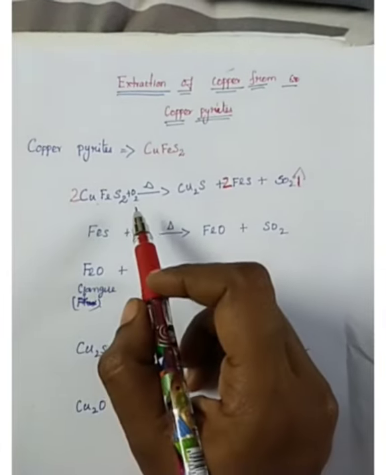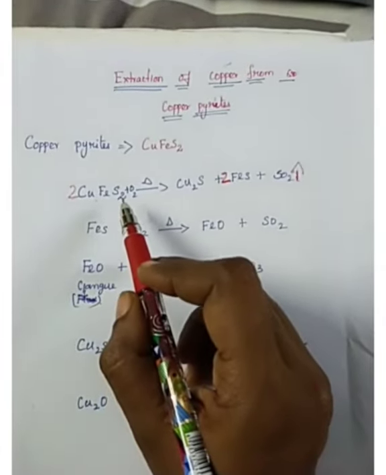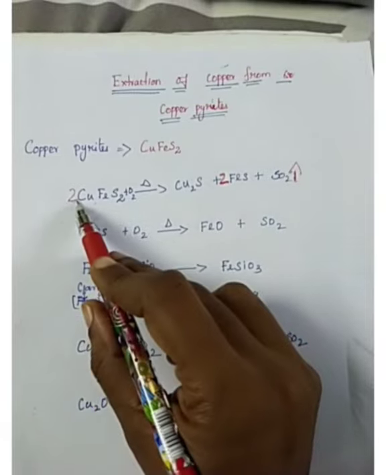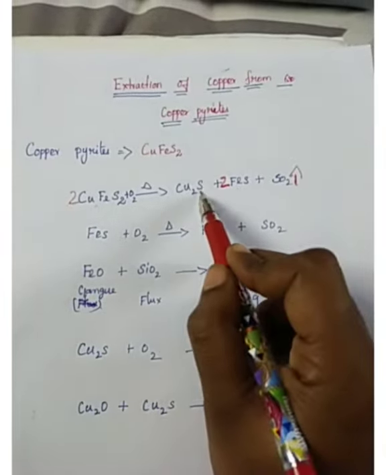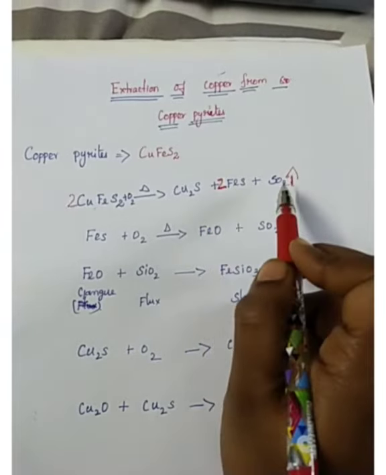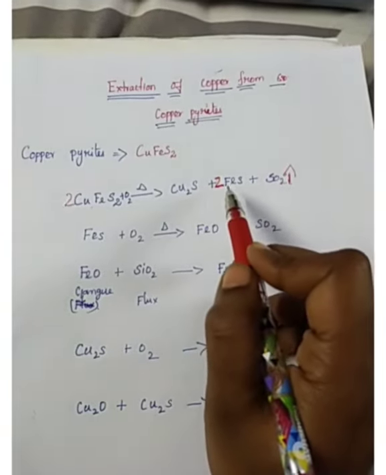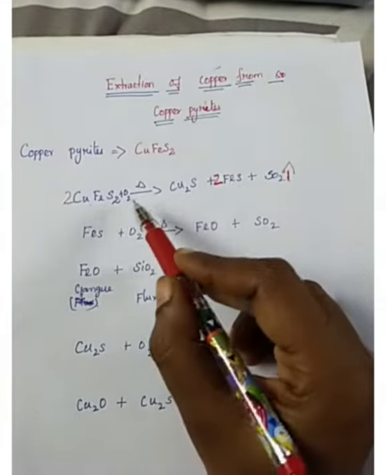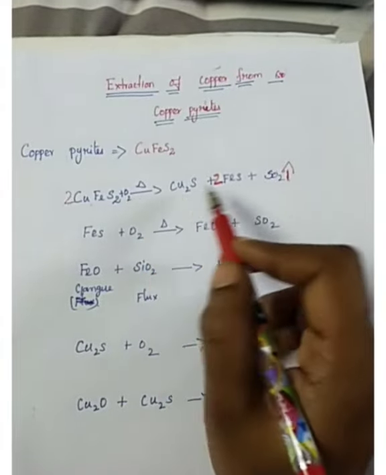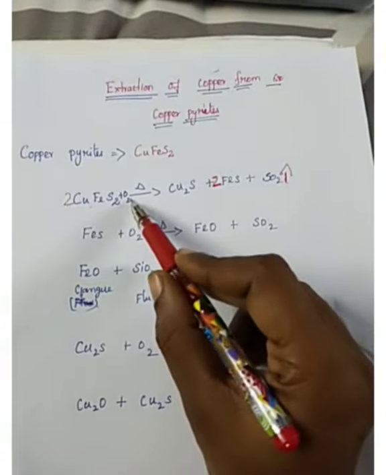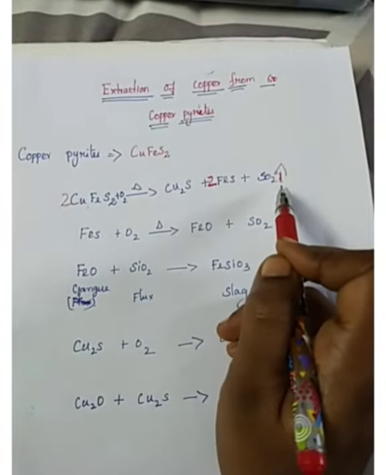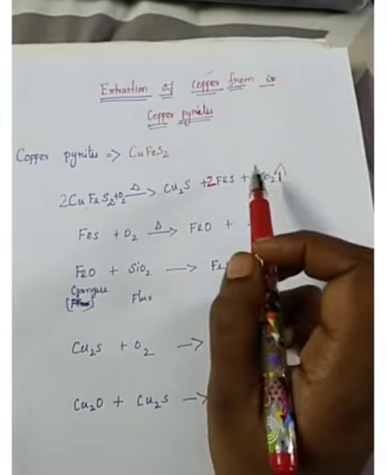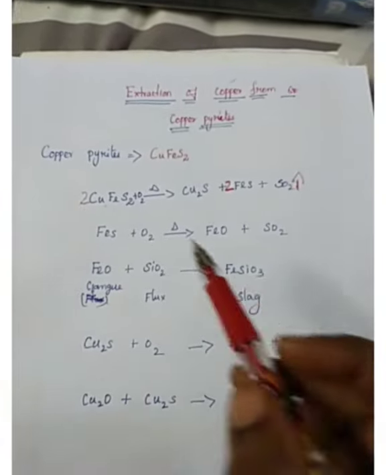Next element is S. S on the left hand side is 2 into 2, 4. On the right hand side 1, 1 plus 2 is 3, 3 plus 1 is 4. So by balancing the iron atom, S is automatically balanced. Next is oxygen. Oxygen on the left hand side is 2, and on the right hand side also 2. Now this is a balanced equation.